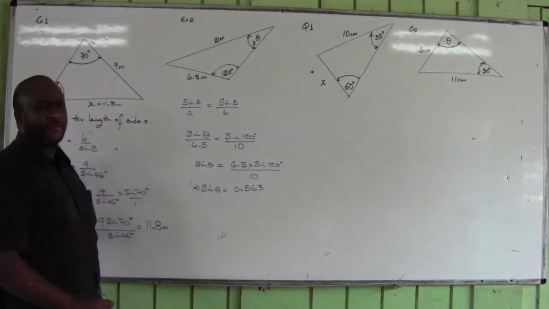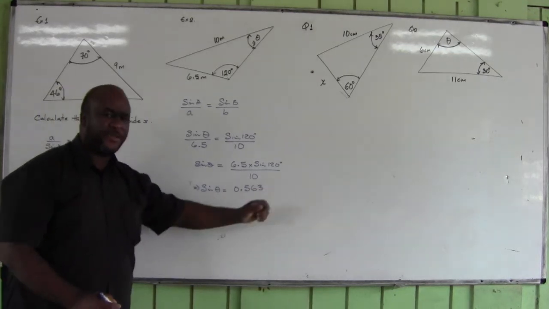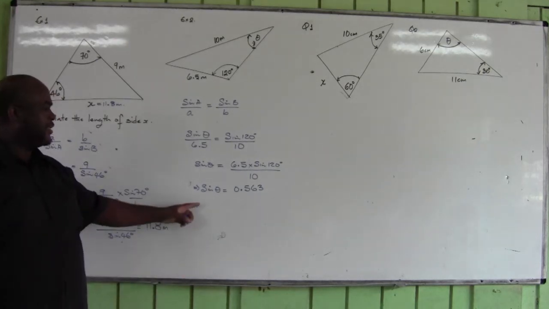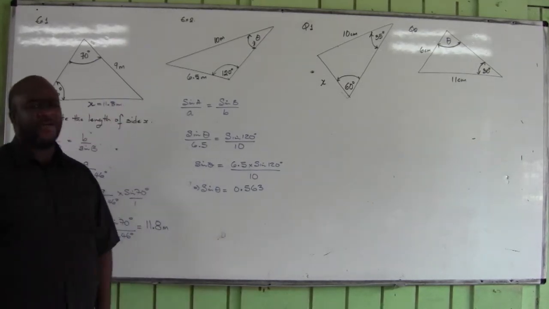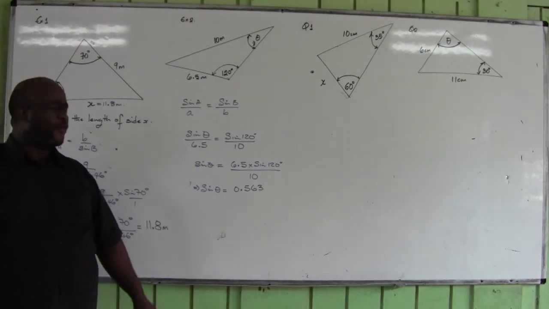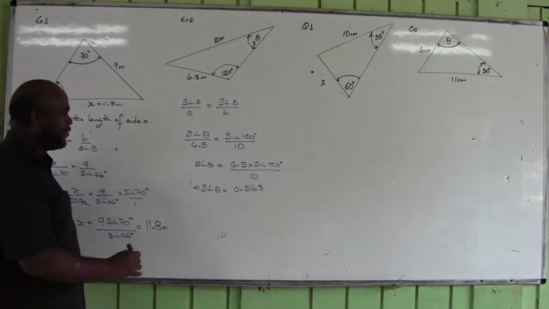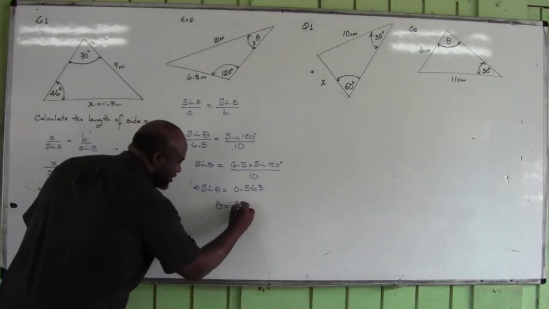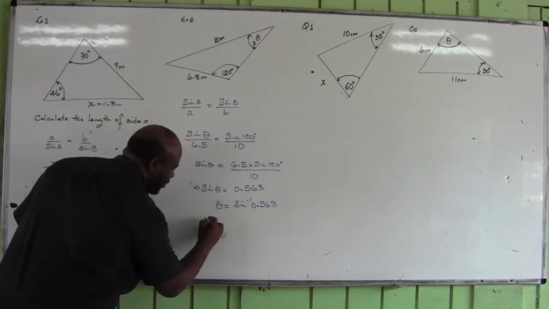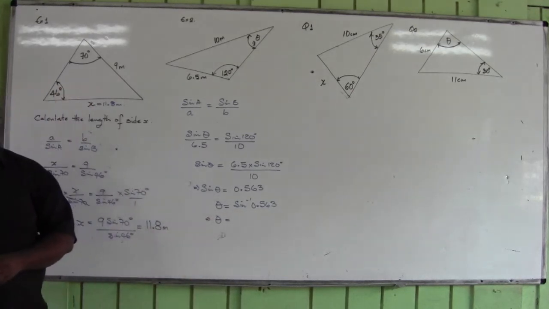0.563. What comes after the 3? 2, 9. So it is 0.563. Stay with me. Focus. Ladies and gentlemen, if I know the sine of an angle, to find the angle, I must use sine inverse. It means that theta is equal to sine inverse 0.563. Therefore, theta is equal to, put this in the calculator and press equal.